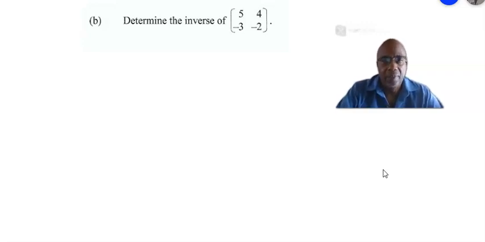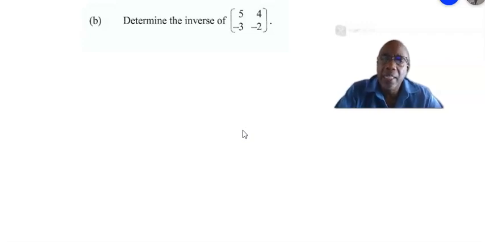In this video, we continue looking at the solutions to the July 2021 Caribbean Secondary Education Certificate Examination in Mathematics. And we are on number 10, part B. And this question is a matrix question. And here you are asked to find the inverse of this 2 by 2 matrix.